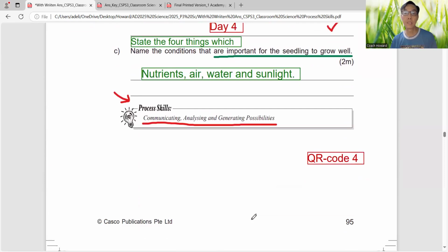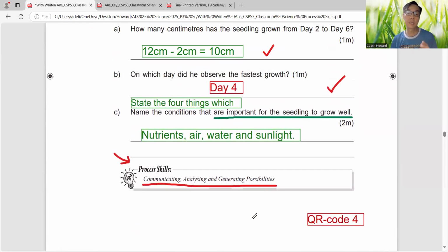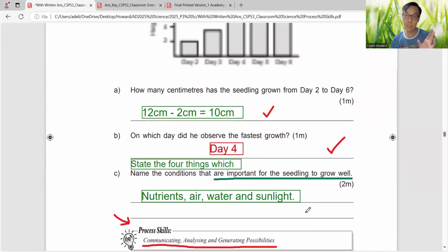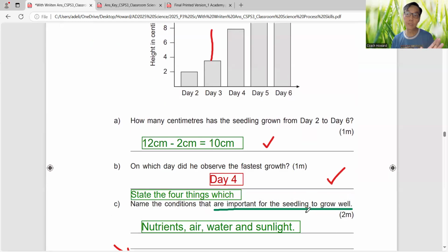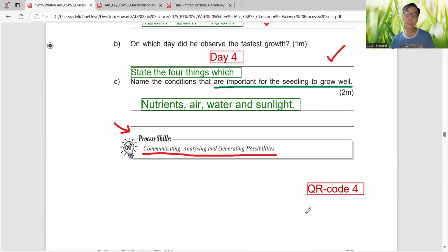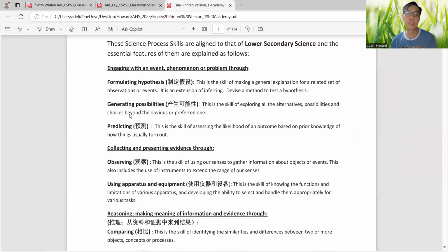And next, generating possibilities. Generating possibilities, because in part C, they ask to name the conditions which are important for the seedling to grow well. Because it's not stated here, by inferences or generating possibilities, we are actually testing students on this concept as shown in my explanation here. Generating possibilities is the skill of exploring all the alternatives, possibilities, and choices beyond the obvious or preferred one.